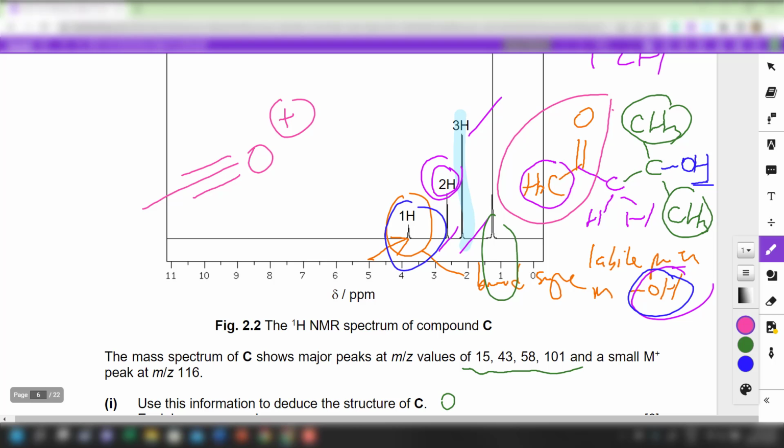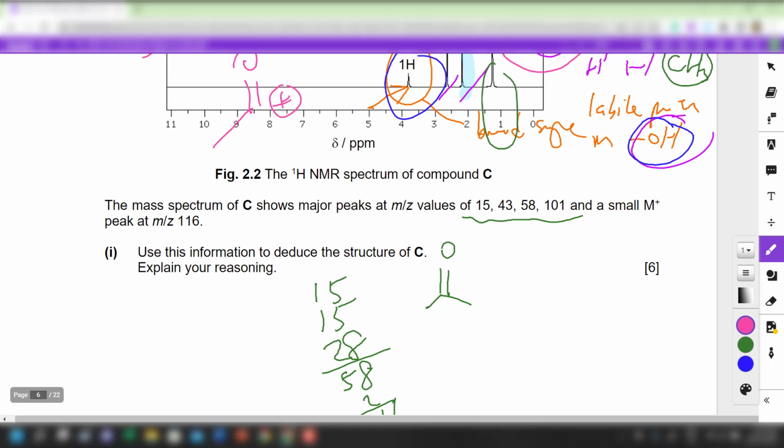You don't have to draw it this way. You can actually draw it like this in normal circumstances. But of course, the more stable, resonance stabilized form is the one with the triple bond O+. Okay, and then next we look at 58. Again, it is likely to be some form of a McLafferty kind of rearrangement, and eventually we're going to end up with propanone with a plus charge.